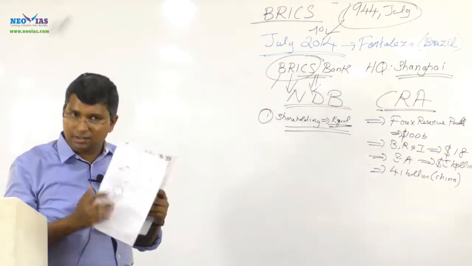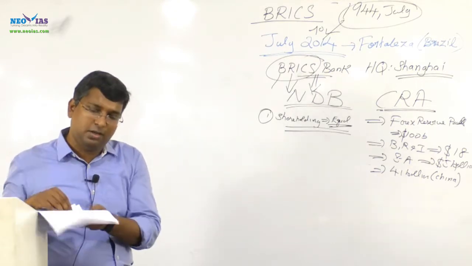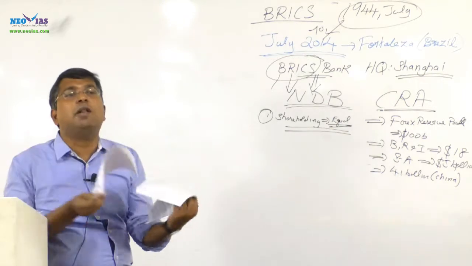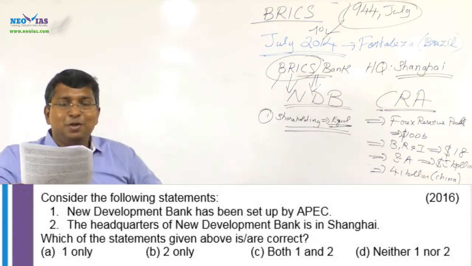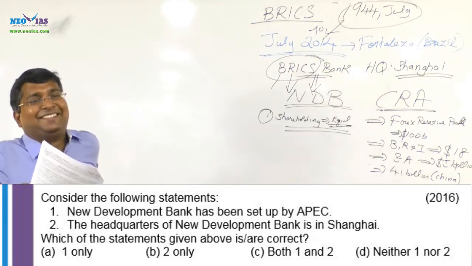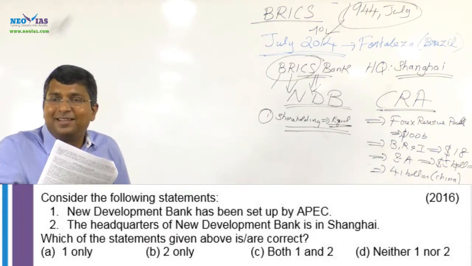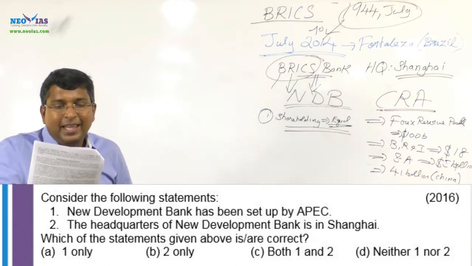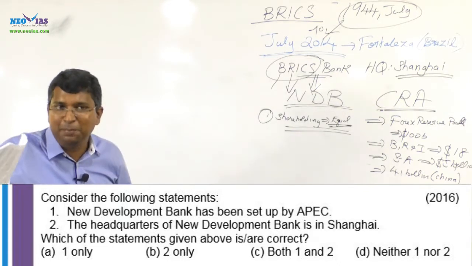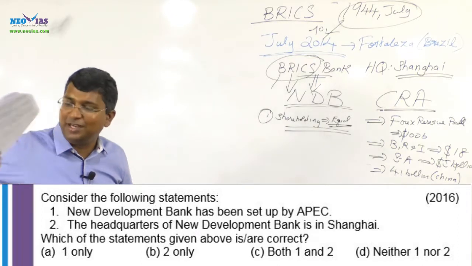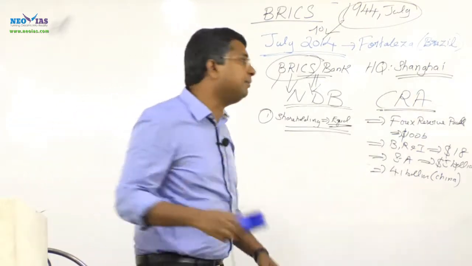In 2016, I had posted on Telegram that UPSC asked a question on the New Development Bank in 2016. You see the first statement: New Development Bank has been set up by APEC. Wrong. Second statement: Headquarters of the New Development Bank is in Shanghai. That is correct. So these are the questions UPSC asked in 2016. That's why I'm telling you it's very difficult to make a statement wrong. Okay, so that's regarding the New Development BRICS Bank or New Development Bank.